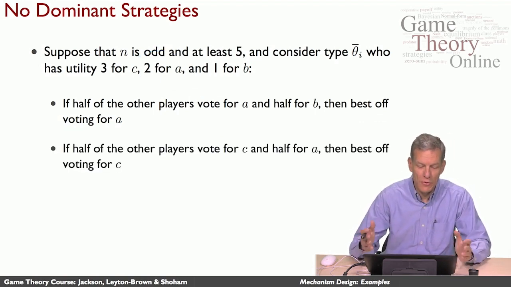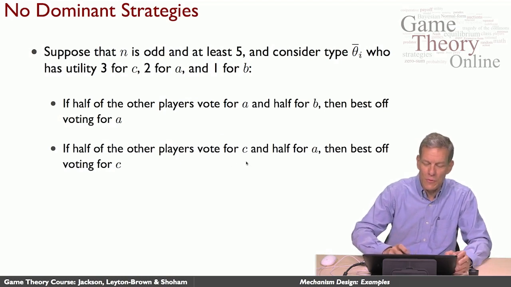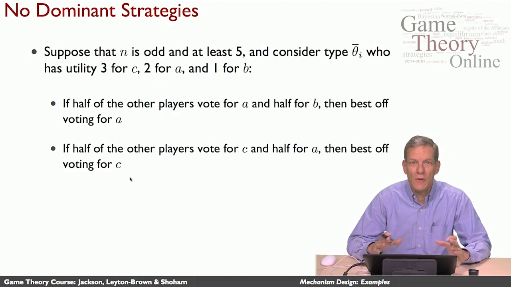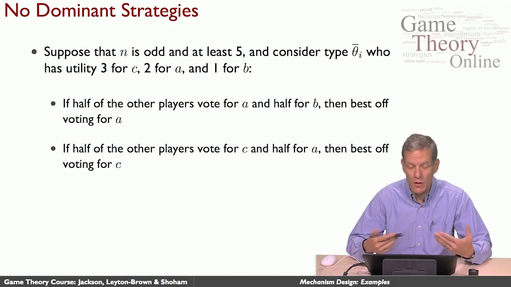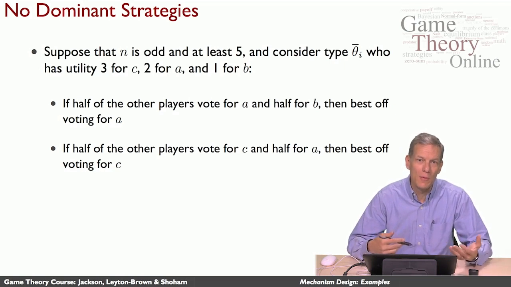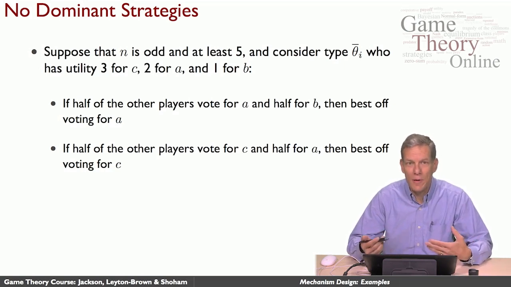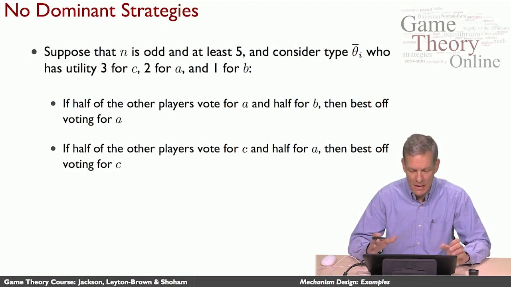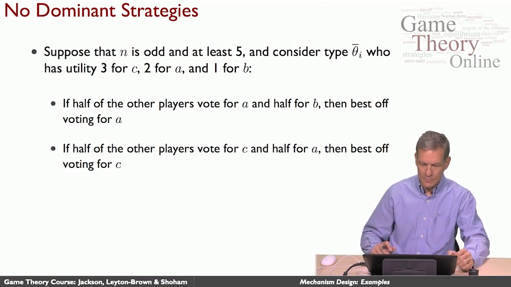In contrast, if you go through the same calculation, if half the other players voted for C and half voted for A, then you're better off voting for C. So what this tells us is that how this person votes actually depends on what they're thinking the other people in the society are going to do. So if they think the other people are splitting between A and B, they should be voting for A. If they think other people are voting for C and A, they're better off voting for C. So this means that there's not a dominant strategy in our standard sense in this kind of game.